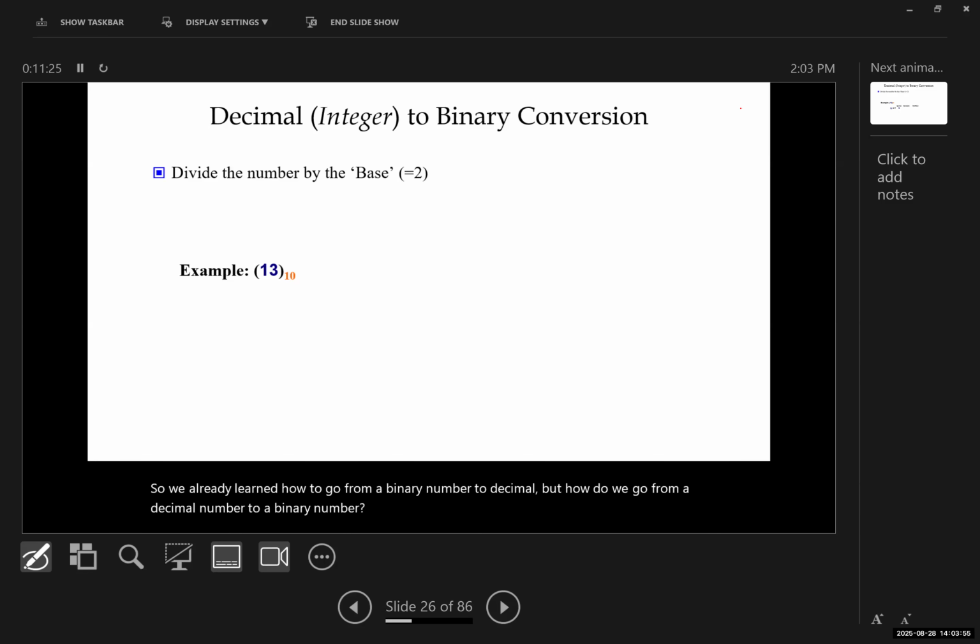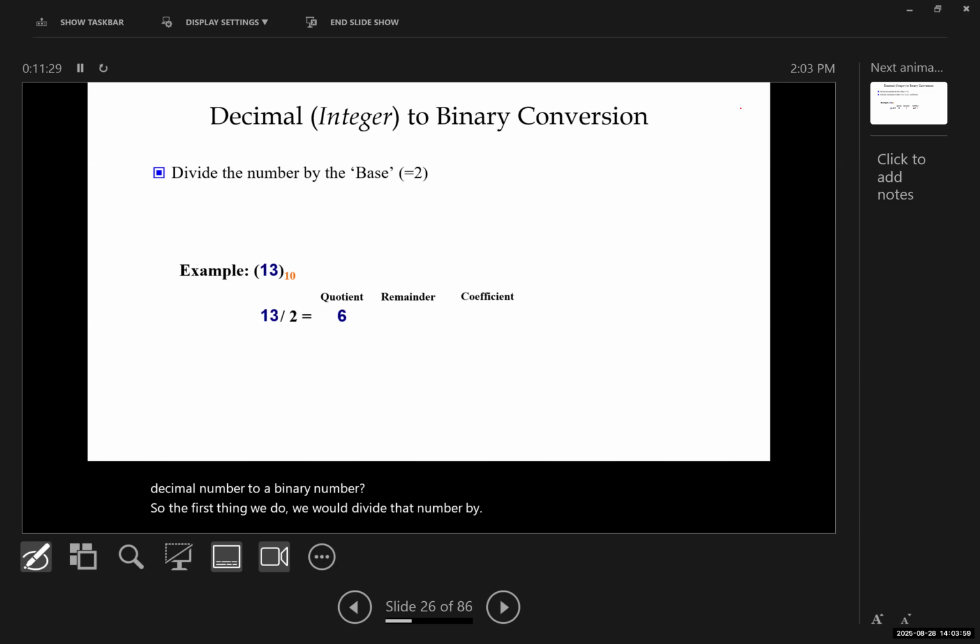So the first thing we do, we divide that number by 2. We divide it by the base that we want to go to. Here we want to go to the base of 2, or binary, so we divide it by 2. If we wanted to go to base of 8, or octal, we would divide it by 8.